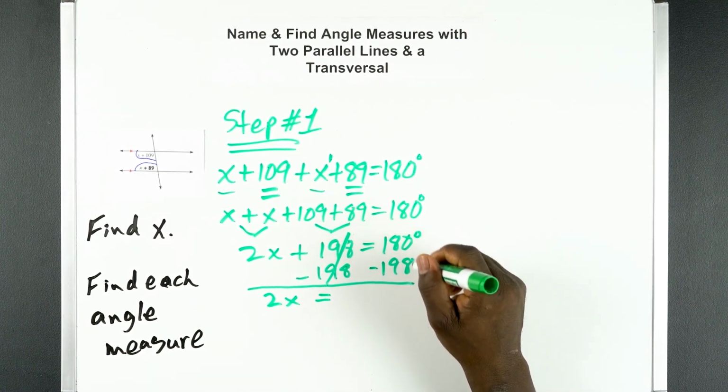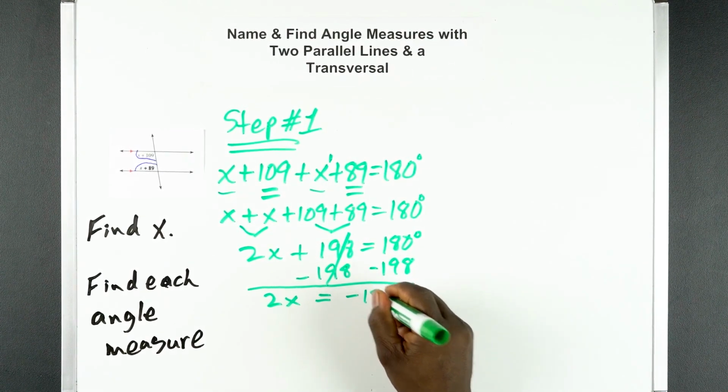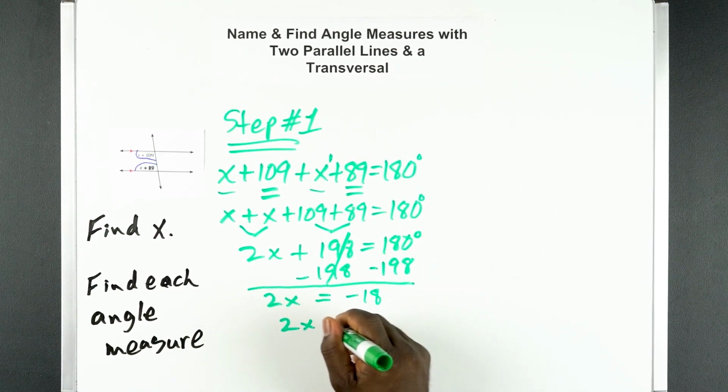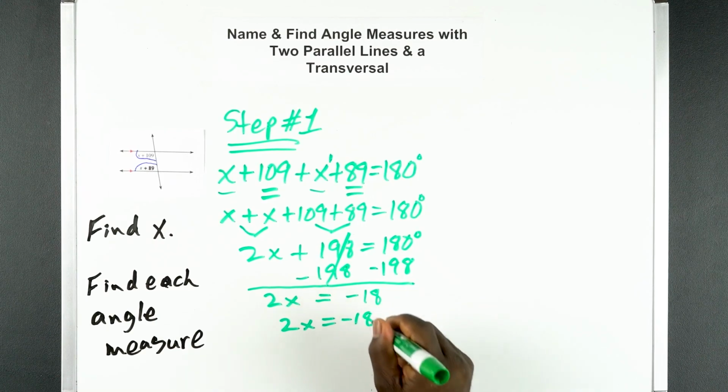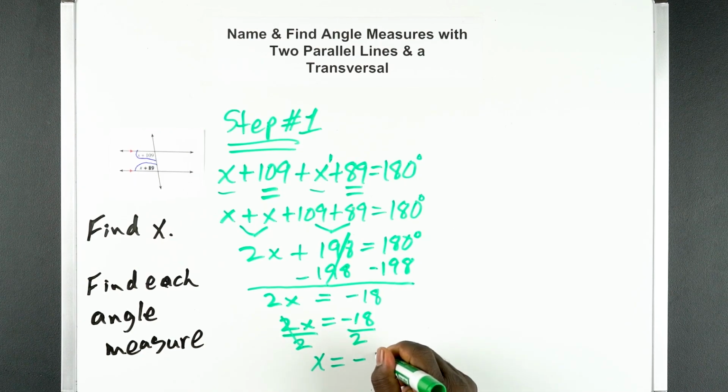Now, 180 minus 198, that gives us negative 18. Okay, so I'm going to write 2 times x equals negative 18 again so that I can make this next step explicit. The opposite of multiplying by 2 is to divide by 2, so we're going to use the division property of equality. We're going to divide both sides of the equation by 2. We get x equals negative 18 divided by 2, which is negative 9.